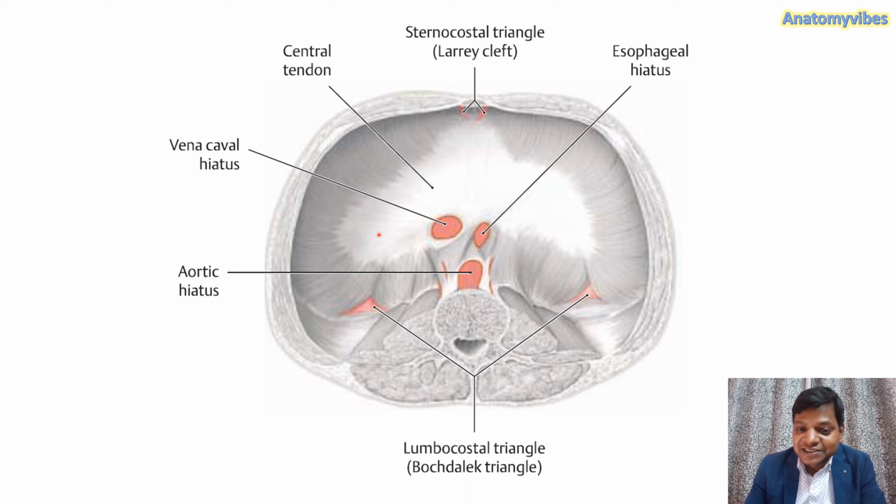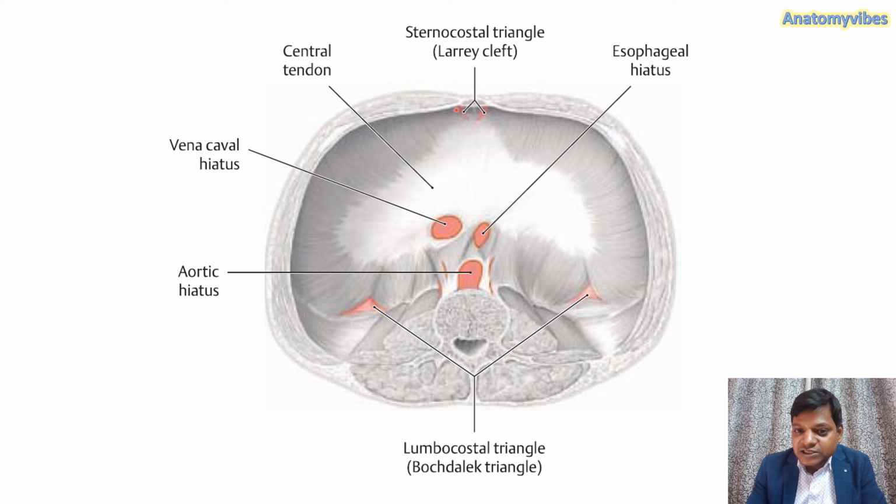Vena cava opening in the central tendon of the diaphragm, esophageal opening in the right crus of the diaphragm, and aortic opening behind the median arcuate ligament. This is median arcuate ligament. So behind the median arcuate ligament we have aortic opening. So these are the three major openings. Apart from these three major openings, we also have minor openings for smaller structures, like left phrenic nerve will directly pierce the muscular part on the left side and will go below the diaphragm.